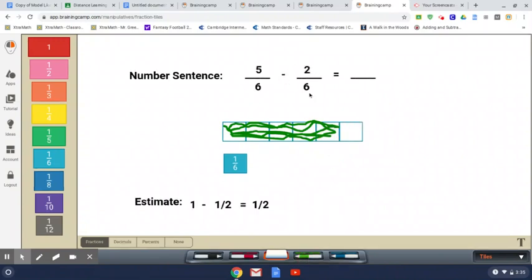And we're going to take away or subtract 2 of those 6. So we're going to get rid of that one and that one. So if those 2 slices of pizza were eaten, what do we have left of our pizza? We have 1, 2, 3 slices out of 6 remaining, or 3/6 of the pizza. And we know that 3/6 is the same as 1/2.